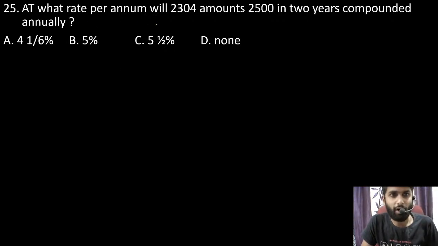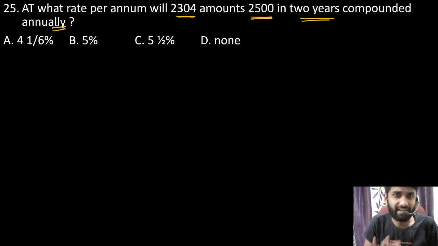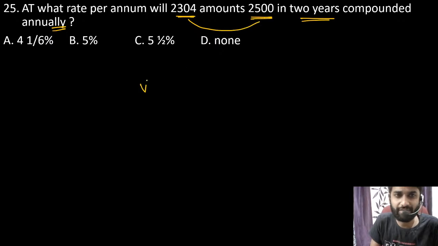Next one. At what rate per annum will 2304 become 2500 in 2 years, compounded annually? I clearly mentioned this, guys. 2304 becoming 2500 in 2 years means consider the square root of 2304 and the square root of 2500. First of all, take the value first.